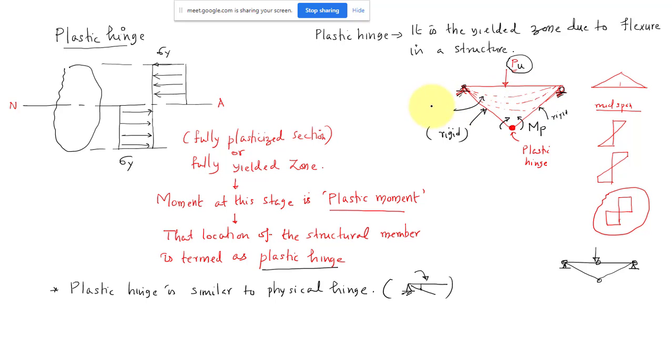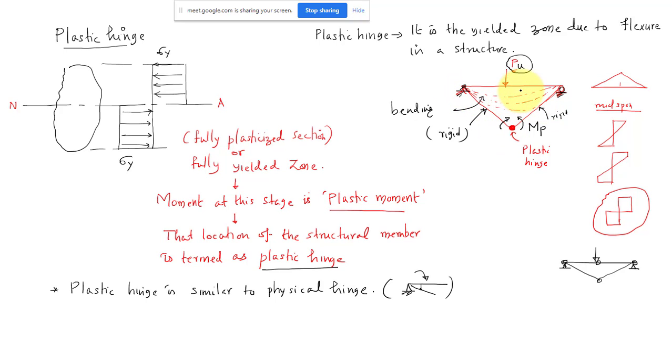Here we have bending in the beam. Once the plastic hinge has formed in this simply supported beam, I now have three hinges: two are physical hinge supports and one is the plastic hinge. So then it will just act like a straight member, just like a rigid bar.